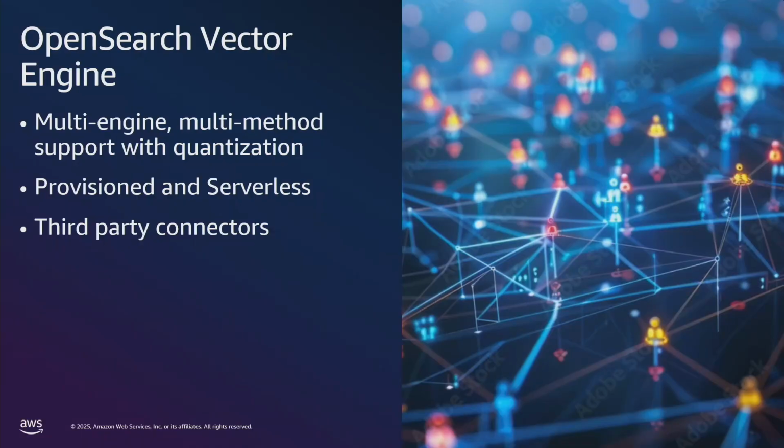libraries. OpenSearch supports multiple quantization methods which you can use to reduce the dimensionality and the cost without sacrificing the quality of the search. And you can run the vector workload in both provisioned as well as serverless offerings. OpenSearch offers out-of-the-box connector blueprints, which you can use to generate vectors automatically at search time and ingest time by talking to a model which is hosted on an external model hosting provider.